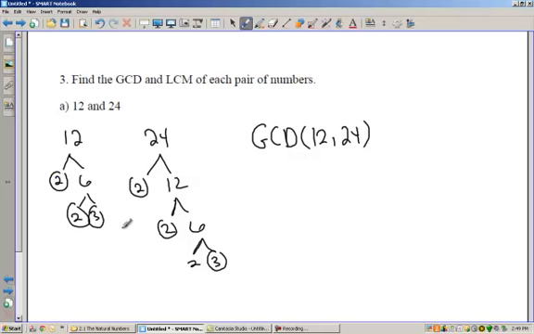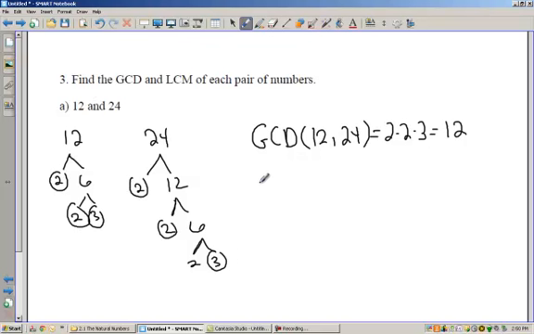And then you just multiply what they have in common together. So this is equal to 2 times 2 times 3. And of course, 2 times 2 is 4, times 3 is 12. Which is kind of an obvious answer, right? What's the greatest common divisor? Well, 12 goes into 24, and 12 goes into 12. So it must be 12.